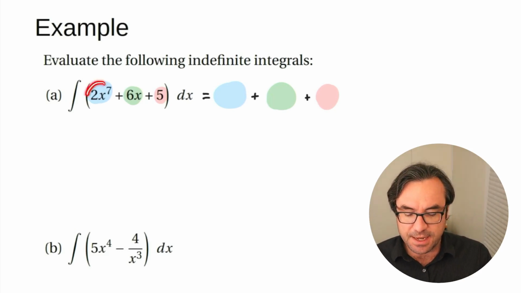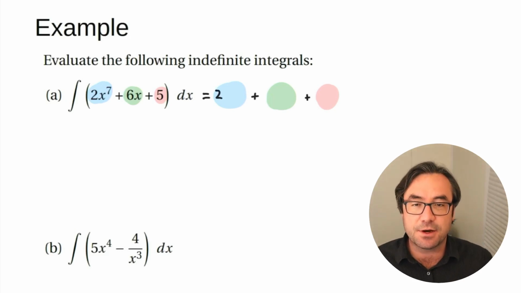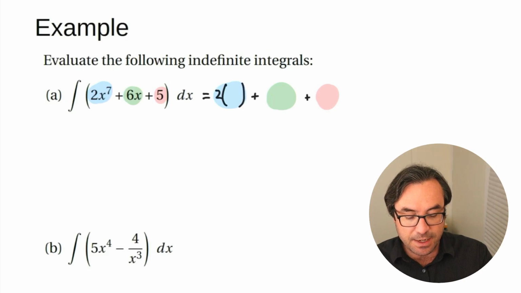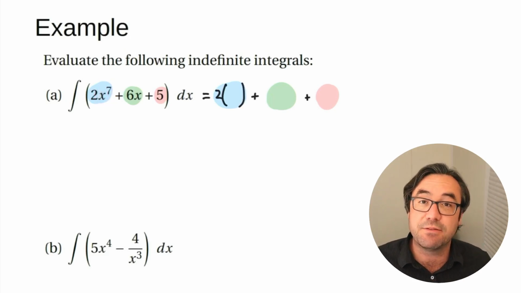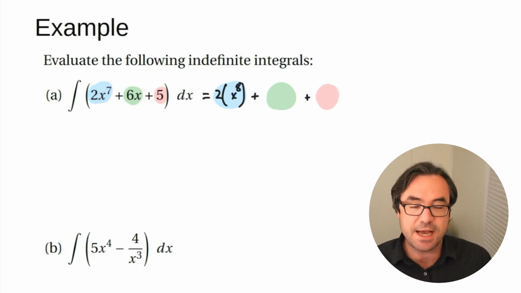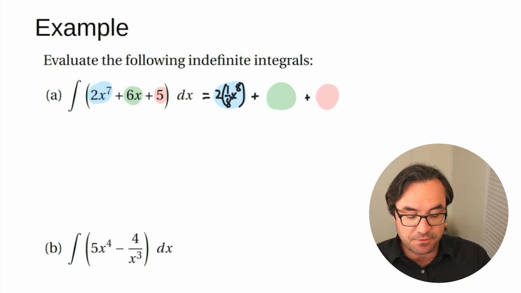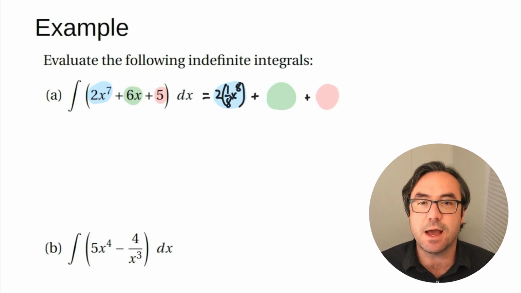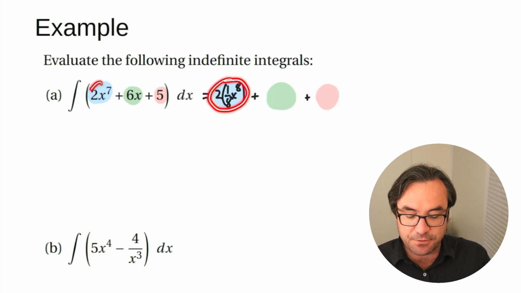All right, so let's get the antiderivative of this first term. The 2 is a constant multiple, so it's just going to stay out there in front. Then we want the antiderivative of the variable part, x raised to the power 7. Our variable is x. We add 1 to the exponent, which takes us up to 8. Then we take that new exponent, flip it, and put it right there in front of the x. So we've got our antiderivative for this first piece.